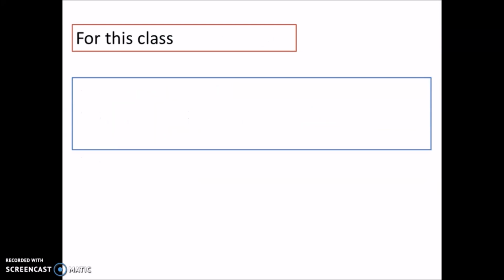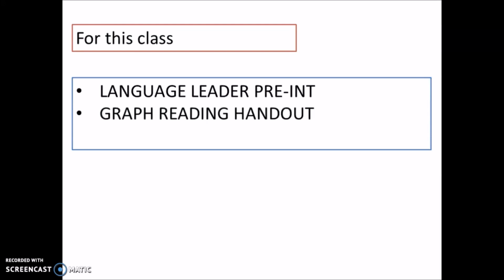So for this class, you need your Language Leader pre-intermediate book. I will show you where to get that if you don't have the book. You need the graph reading handouts, which we sent you from G-Class, and of course a pencil.